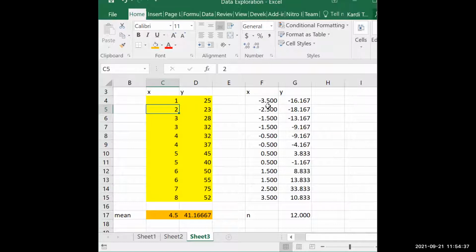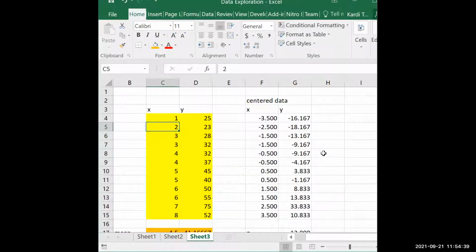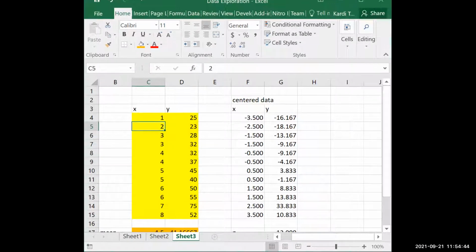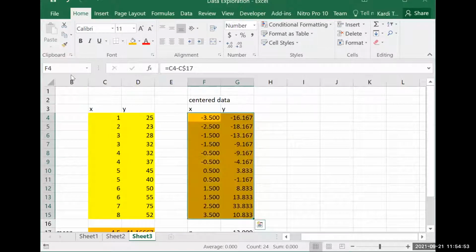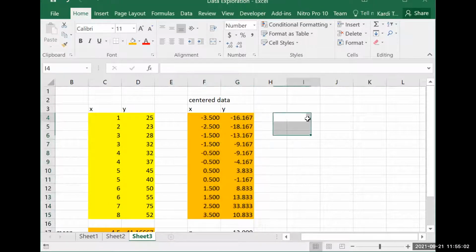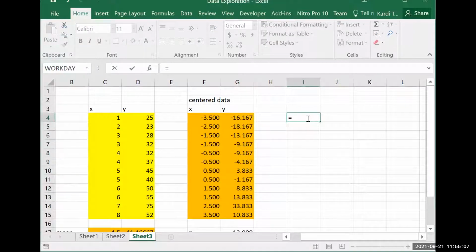Then I need to get the center data transpose, right? So let's call this X bar. I will call this X bar. It is the center data. Then I need to get the transpose of it, right? So transpose of X bar.